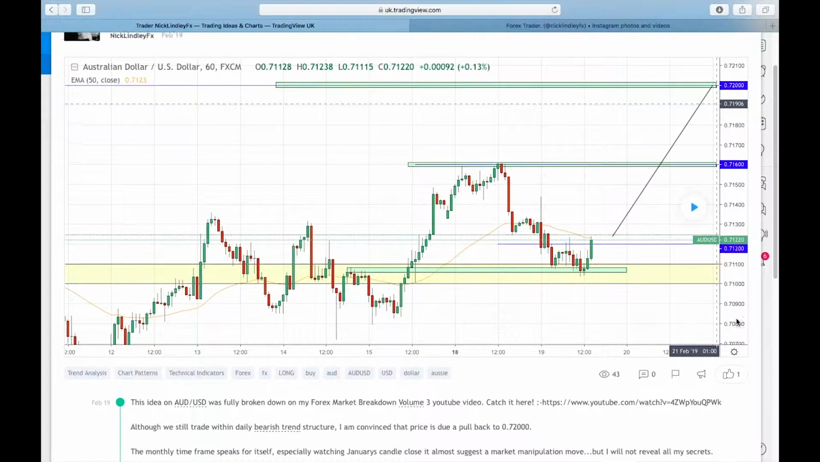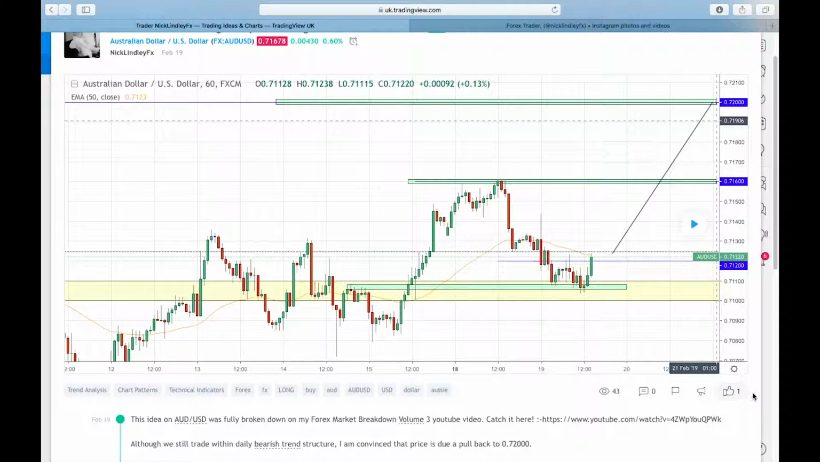I also mentioned that even if we do come down and make new lows, 0.7200s must be hit. It's a very key psychological number on this pair. I'm not going to give the reasons why I truly believe that this had to be hit, even if we were going higher or lower. But I'll just go ahead and play and we can see what happened.